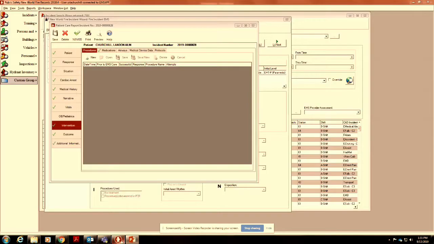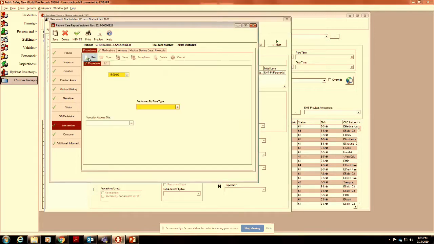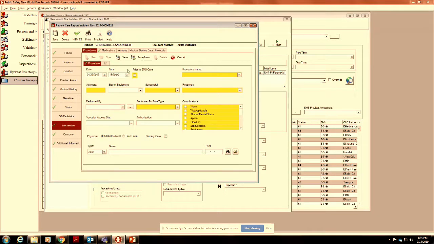Let's jump right in. Talking about documentation, you're going to be in your PCR on New World, and you're going to go to the interventions and then the procedures tab. You'll hit new, date and time, priority, EMS care like normal. And you're going to have this whole section down here under V. VA stands for venous access.